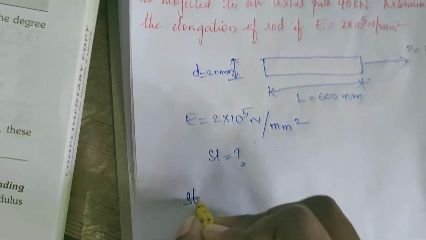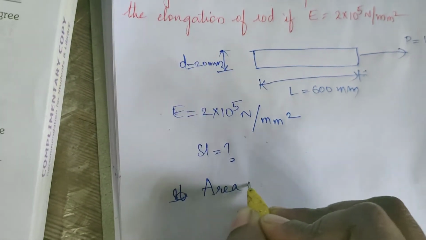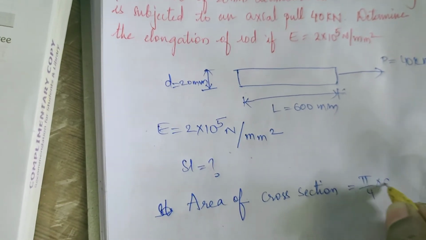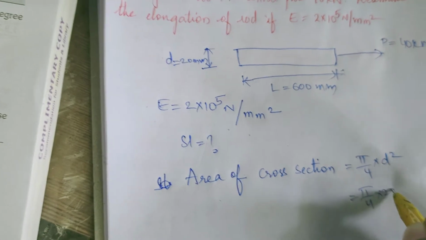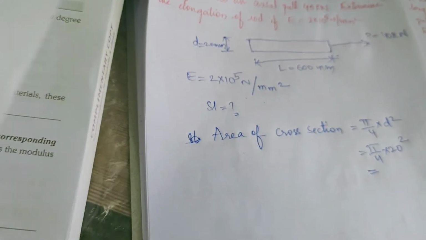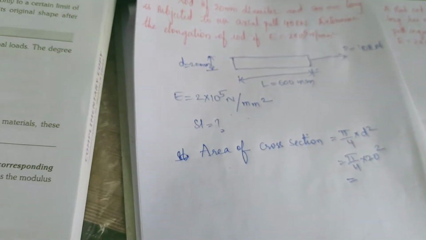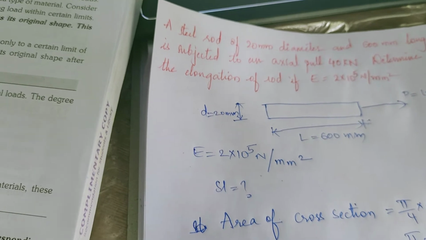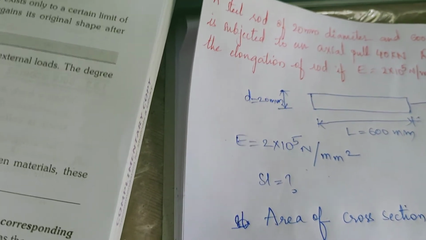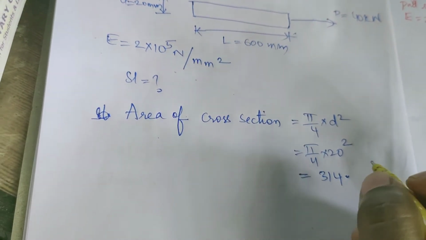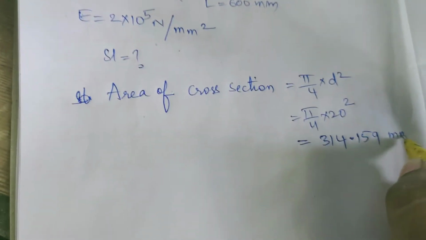So let me first take the stress. For the given diameter I'll find the area of cross section. The formula is pi by 4 into d square. So it is pi by 4 into 20 square. I'll calculate all those and at last write down the value. So it is 314.159 mm square.